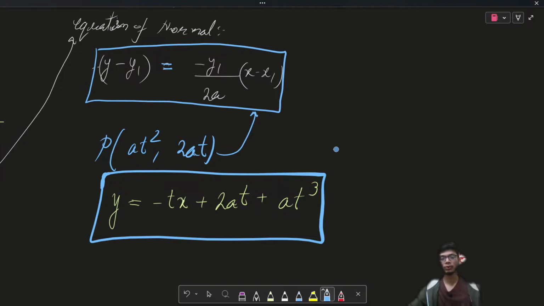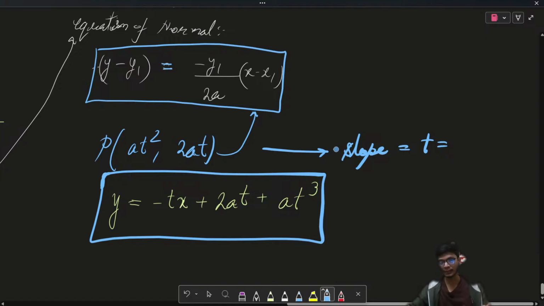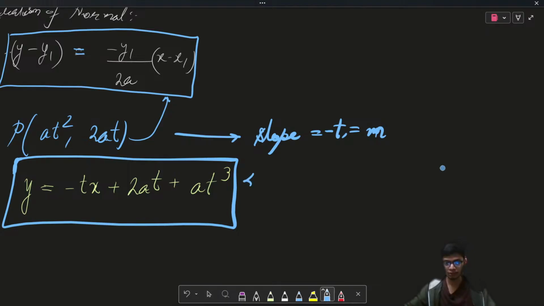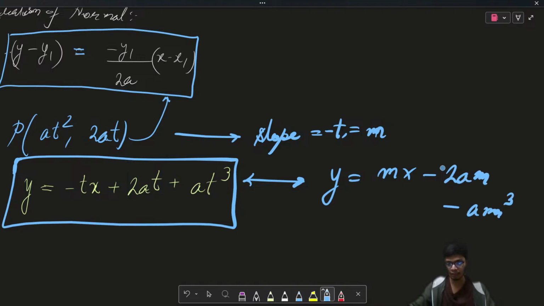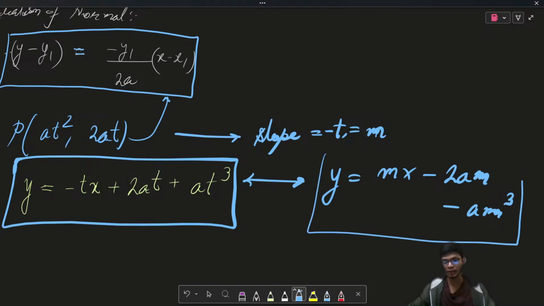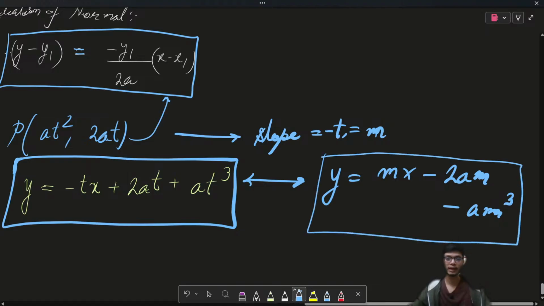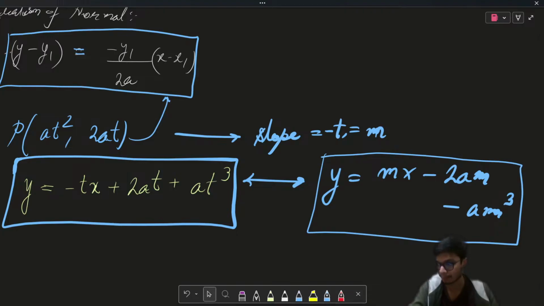In a similar manner, if you relate it with the slope format, it is very simple that minus t is the slope of the normal, which is equal to m. If I write this in the slope format, the same equation can be written as y equals mx minus 2am minus am cube. This is how the equation of the normal in the slope format looks. These are the three different forms of the equation of normal that we have for a given parabola. Is this part clear to all of you?